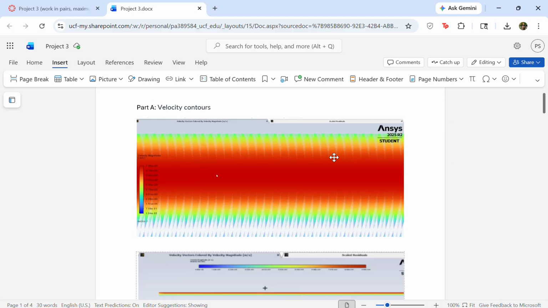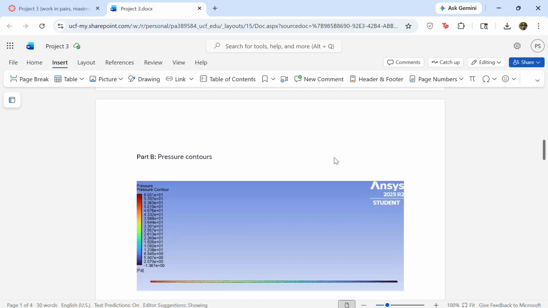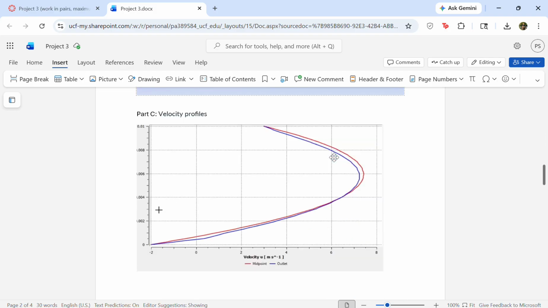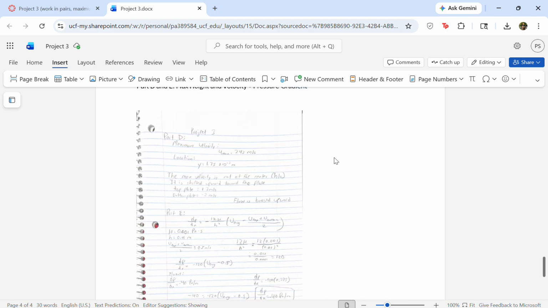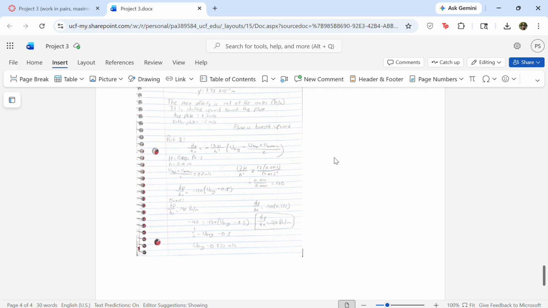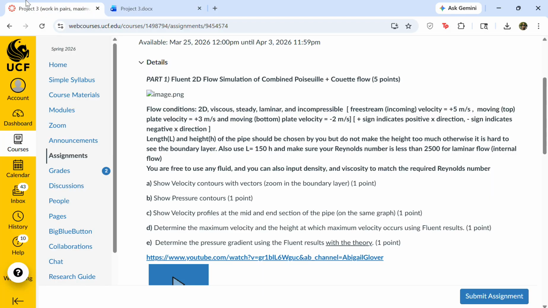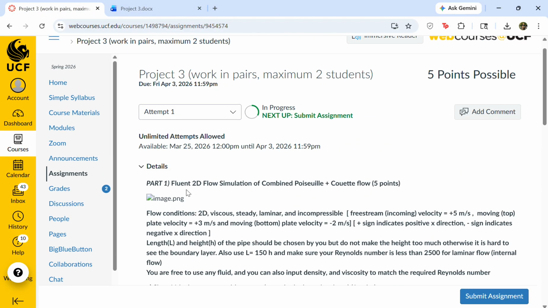This is Part A, velocity contours. Part B, the pressure contours. Part C, the velocity profiles. Part D, maximum velocity and height, and then Part E, which is the calculations. This was Project 3, Fluent 2D flow simulation of combined Poiseuille plus Couette flow. I did this with my partner Paul Norris, who did the simulation on Fluent already.